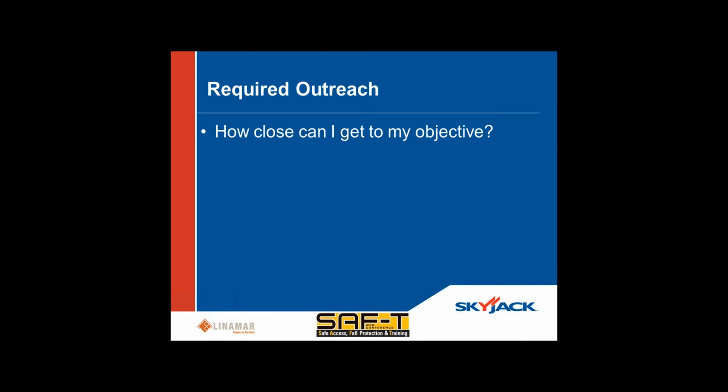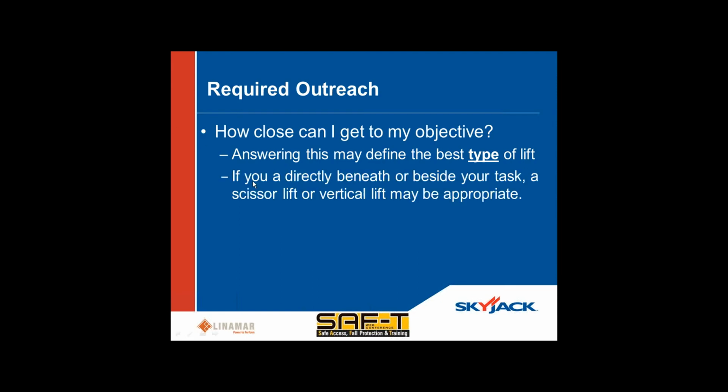The second question I put out was about the required outreach and how close I actually need to get to my objective on the job site. Or not how close I need to get, but how close can I actually physically get to it. That's going to define the best type of lift that you can choose to use on that particular job site to perform this particular task or series of tasks. Again, as I said, if you can get directly beneath or beside your task, a scissor lift or a vertical lift, after you've determined the size, may be appropriate for your task.